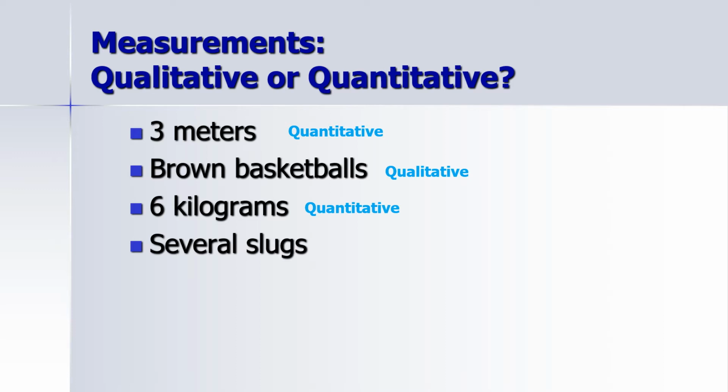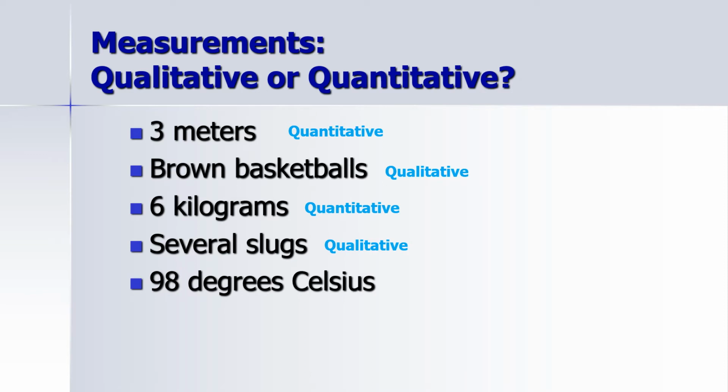Then we have several bags. Several does kind of signal towards a number, but it's not giving us the exact number. So we don't know how many. And we also don't see any unit for that. So this one is also going to be a qualitative measurement because we don't have the exact number. And then 98 degrees Celsius, we have a number and we have a unit. So that is also going to be a quantitative measurement. So make sure that you are well familiar with this.